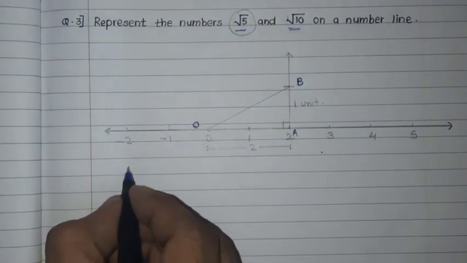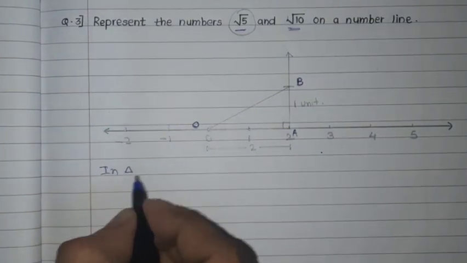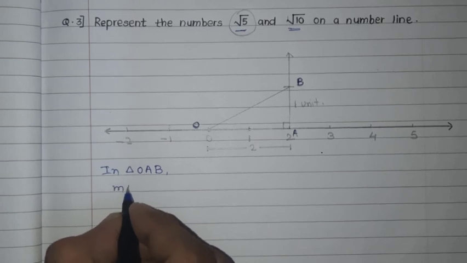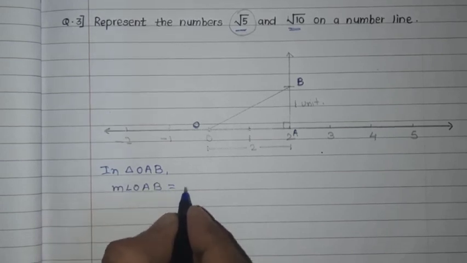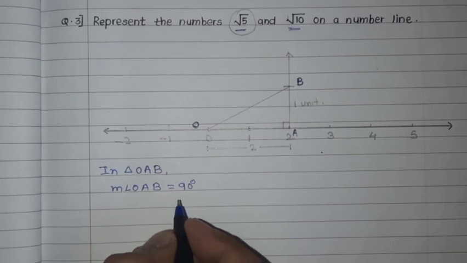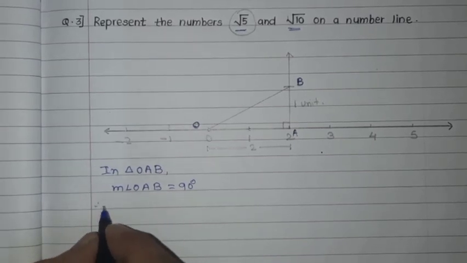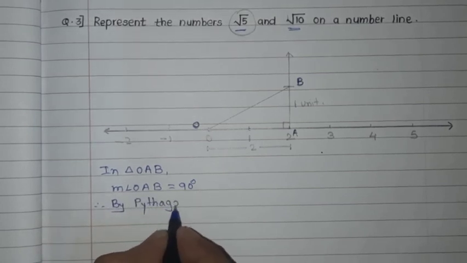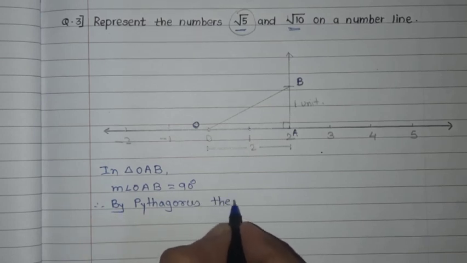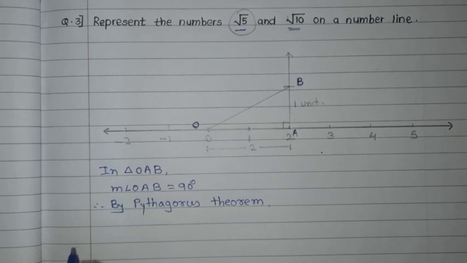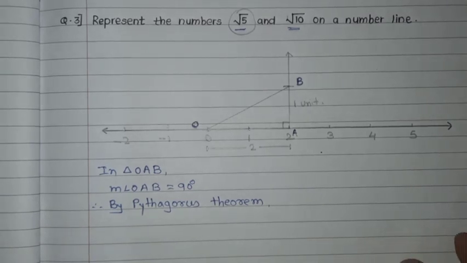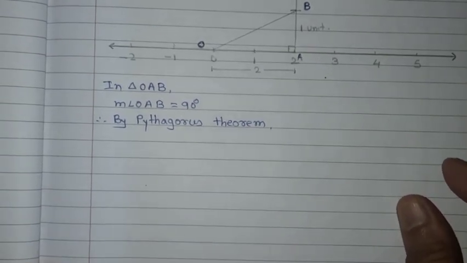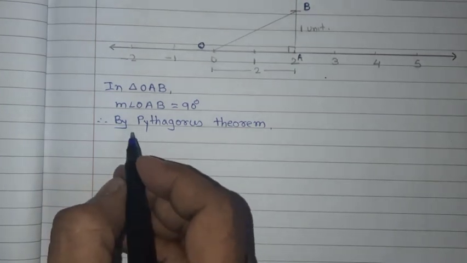In this triangle, first of all we have to write, in triangle OAB, measure of angle OAB is equal to 90 degree. It is 90 degree. Therefore we can write here, by Pythagoras theorem. Now all of you know the Pythagoras theorem, that is square of hypotenuse is equal to the sum of squares of the remaining 2 perpendicular sides.